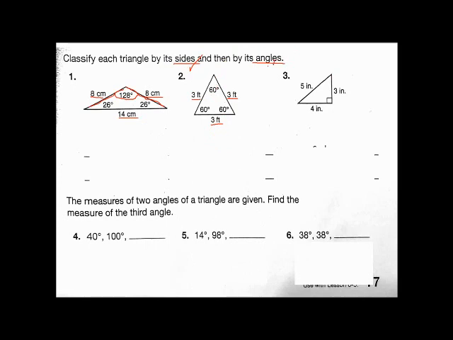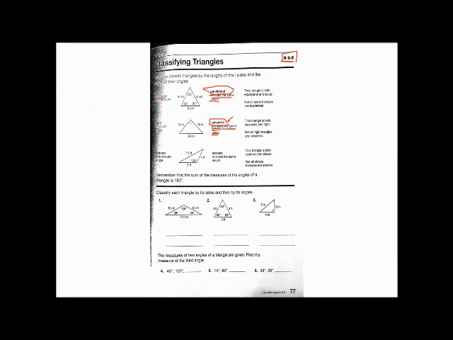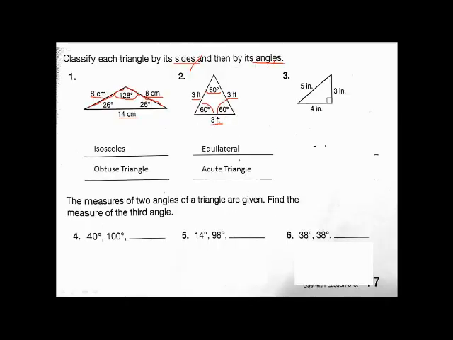Okay, let's now look for the angles. The angles are 60, 60, 60. Oh, it has 3 acute angles. What did we call this triangle that has 3 acute angles? Acute triangle. All angles are less than 90. So we named it an equilateral acute triangle. Why equilateral? Because it has 3 sides of the same length. And why acute? Because it has 3 angles that measure less than 90, which are acute angles.